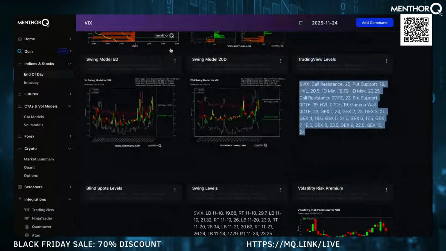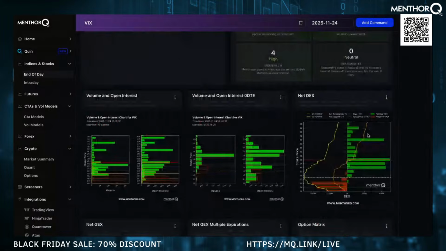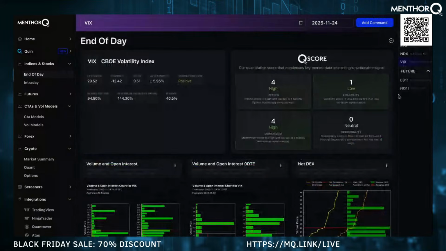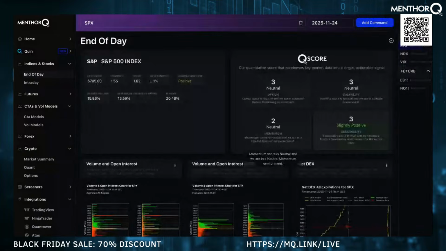I check what's going on in the market with the VIX. After this, I'm doing exactly the same with the SPX. Before I go to the NQ, I'm starting with SPX. Why am I starting with the SPX?